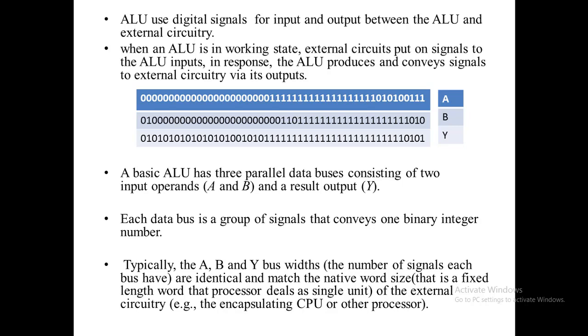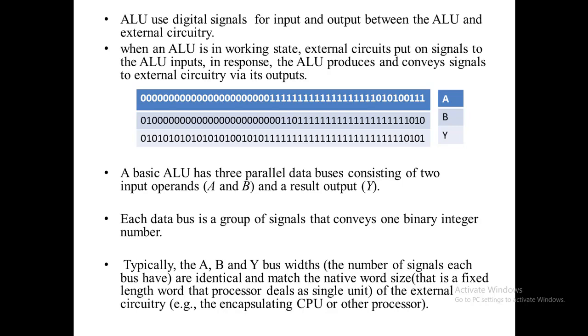So number 3, normally a single ALU has 3 parallel data buses. One contains one operand, the second contains the second operand, and the third one contains the result. As you can see in the given picture, the first bus contains the operand A value, the second bus contains the value B, while the third bus contains the output of the operation performed on A and B.